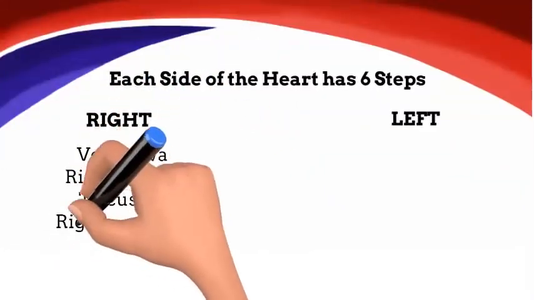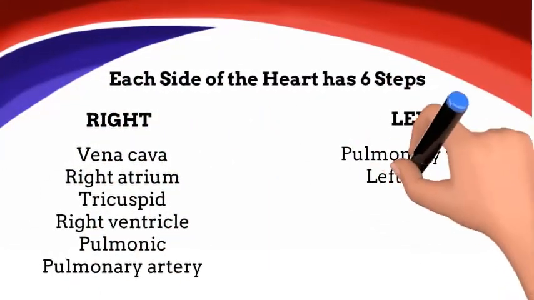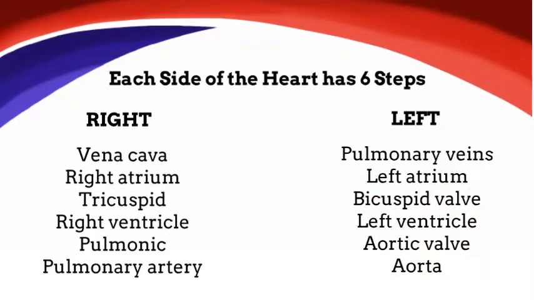In addition, each side of the heart has 6 steps that a drop of blood has to take. On the right side, it goes through the vena cava, the right atrium, the tricuspid valve, the right ventricle, the pulmonic valve, and then the pulmonary artery. Then it goes to the lungs and hits the left side. And on the left side, we have the pulmonary veins, left atrium, bicuspid valve, left ventricle, aortic valve, and aorta.